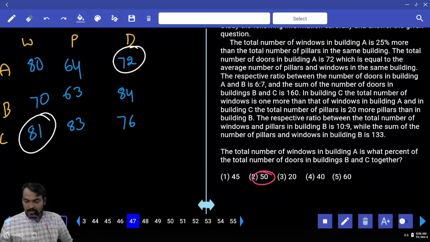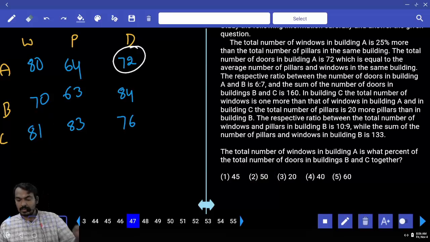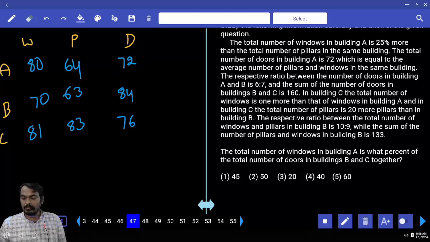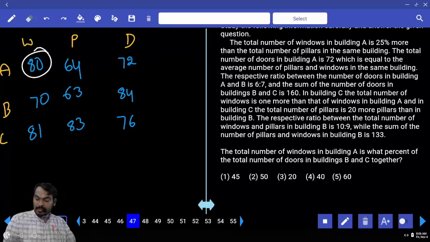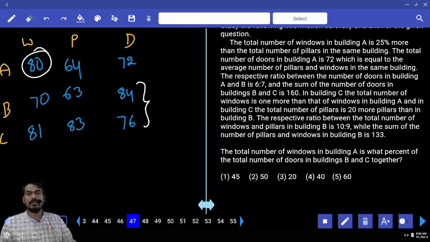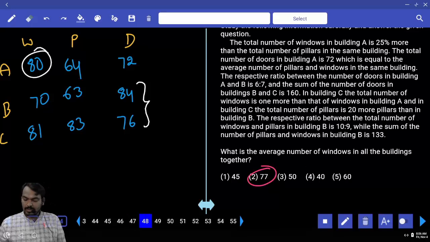Next, question number 47. The total number of windows in building A is what percent of the total number of doors in building B and C, or not? What are the windows in A? 80. Doors in B and C, how much? 160. 80 is what percent of 160? Half value or double value? Half value. Half means 50%, or not? 80 by 160 into 100. How much percent? 50%.